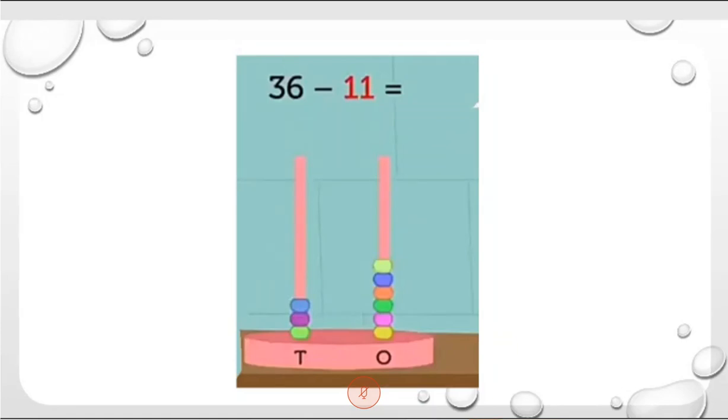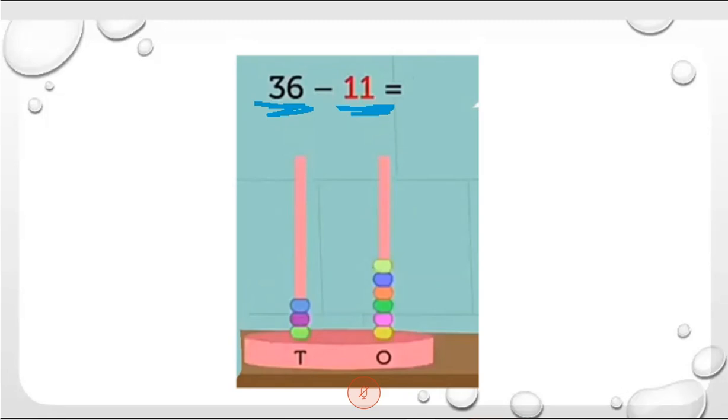Now, let's do the abacus. 36 minus 11. Yes, what do we have to do, children? 36 is the first number. You have to subtract 36 minus 11, take away 11 from 36. Now tell me, how much is remaining? How much balance is there remaining?